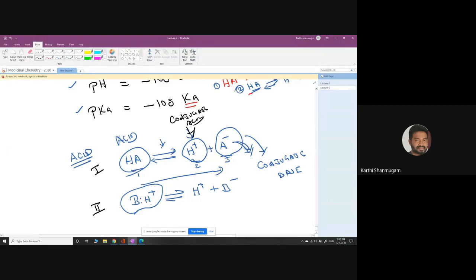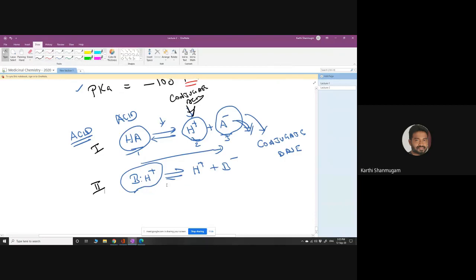In the second reaction, what's the name for the reactant? So BH plus is the conjugate acid. It's a reactant, conjugate acid, right? Which one is the base here? So is it B minus? Yeah, B minus is the base.